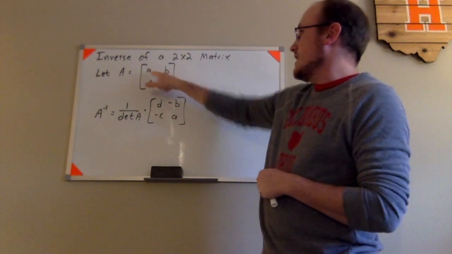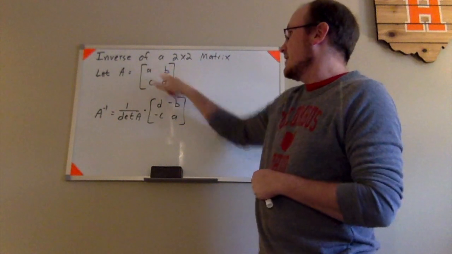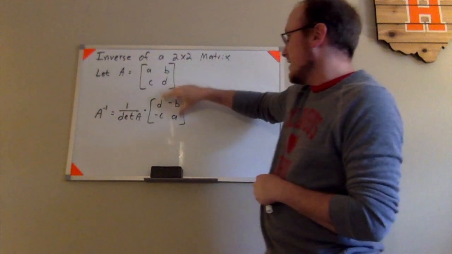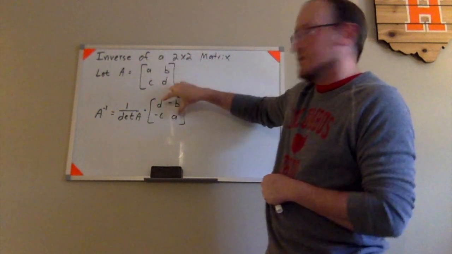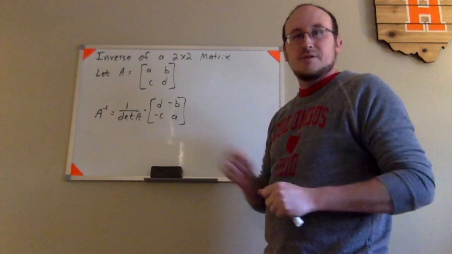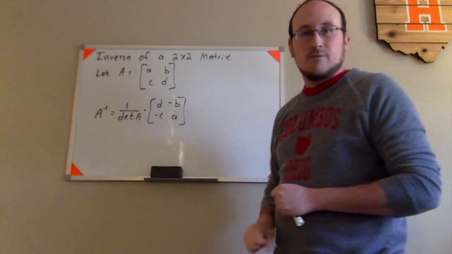you take the two entries a and d here that are on what we call the main diagonal, and we switch them. So this entry comes down to here, and this entry goes up to there. So looking here, the a and the d have just switched places. And then on the other diagonal, we didn't move the entries around, but we changed the signs. We made them the opposite of what they were originally.